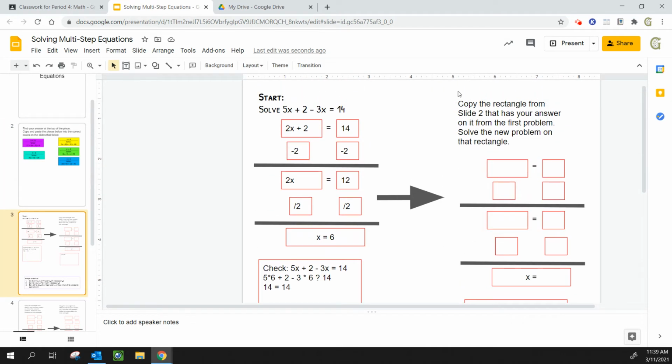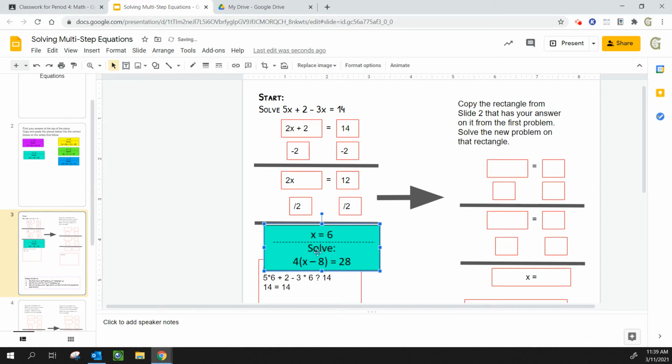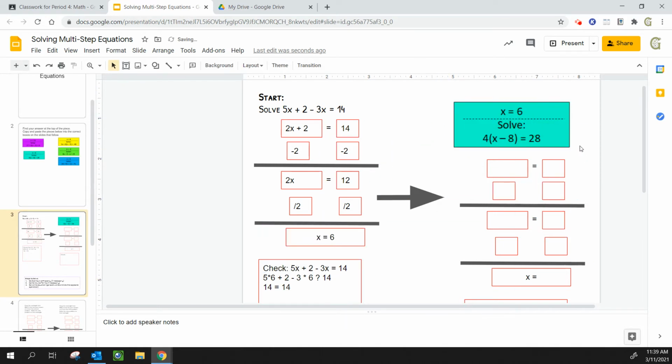And then it says here, copy the rectangle from slide 2 that has your answer on it from the first problem, and then we'll solve the new problem. So I'm going to paste, so Control V, or you can right click and paste, and move your rectangle up here. So I'll give you a second to kind of pause and take care of your rectangle.